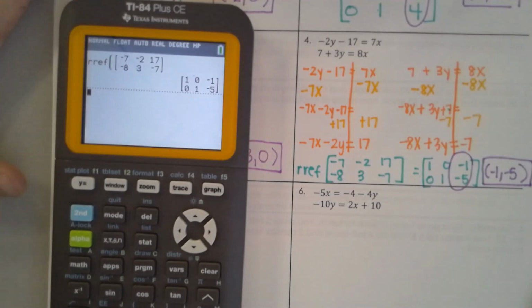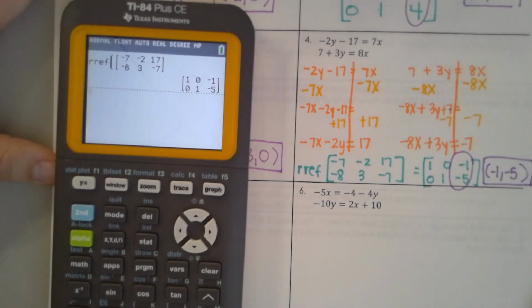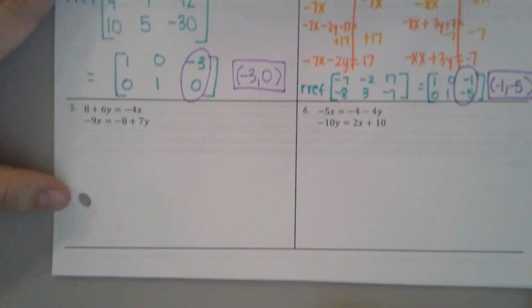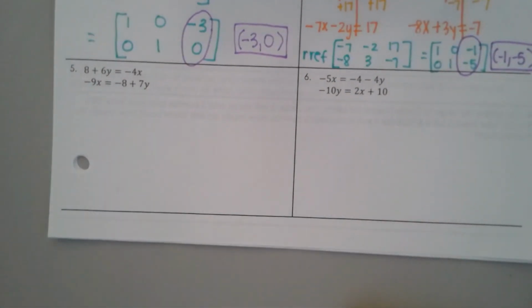Are we gonna have to graph these? Nope, not these. Oh, we double our points, okay. All right, so number 5.